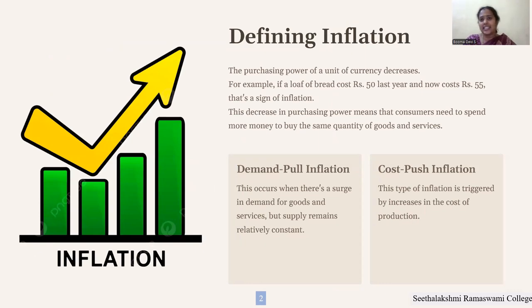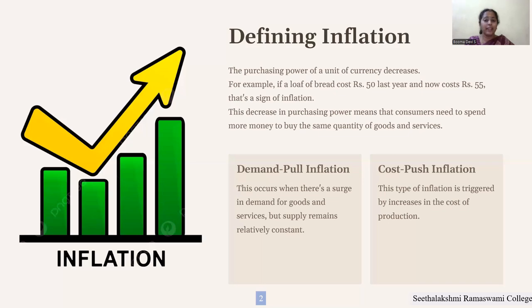Inflation is a sustained increase in the general price level of goods and services in an economy over a time period. This means that the purchasing power of a unit of currency is decreasing. For example, if a loaf of bread cost 50 rupees last year and now it costs 55 rupees, that's a sign of inflation. The decrease in purchasing power means that the consumer needs to spend more money to buy the same quantity.